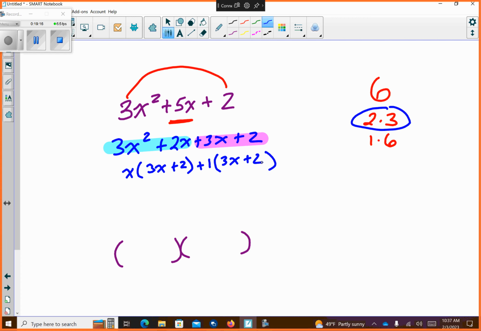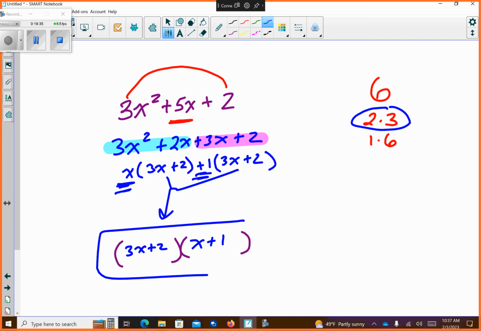Hey friends, do I have something in parentheses that looks the same between the two? Yes. 3x plus 2. These are the same. What do I have left? What's left behind? X and 2x. If I were to multiply that together, I would get 3x squared plus 5x plus 2. My friends, I can promise you, this method I'm showing you will work as long as they are factorable.